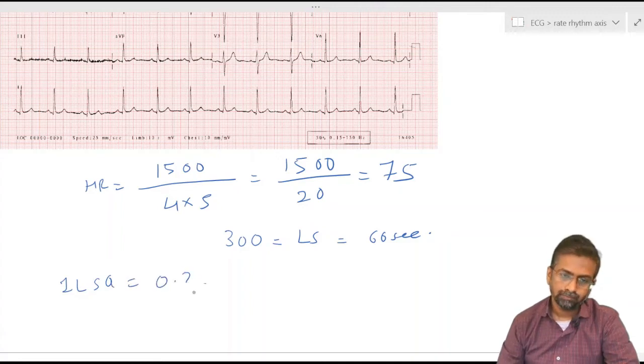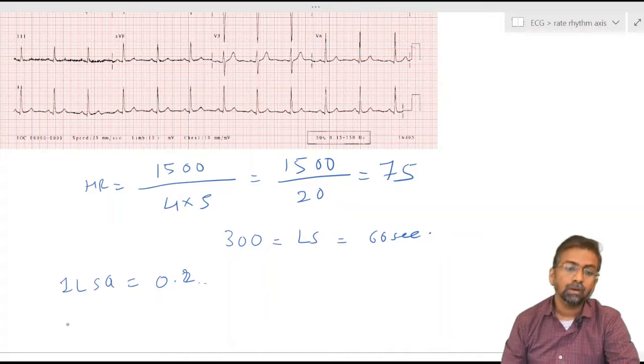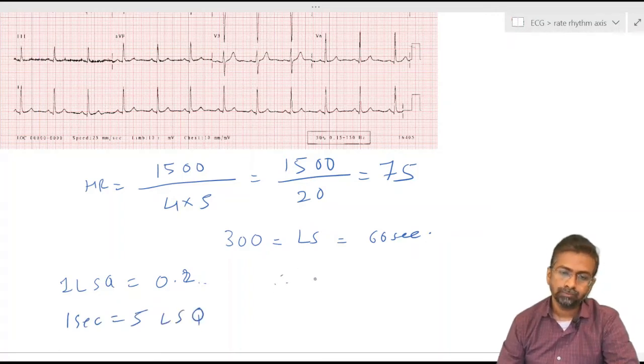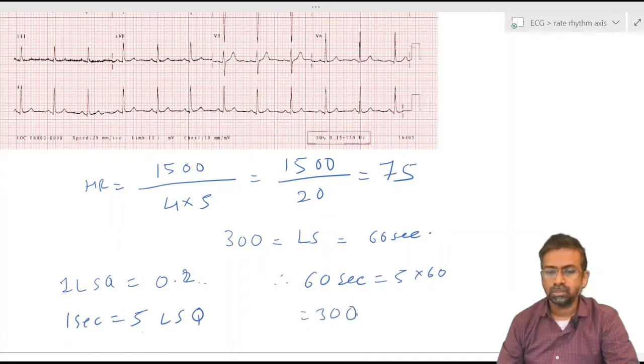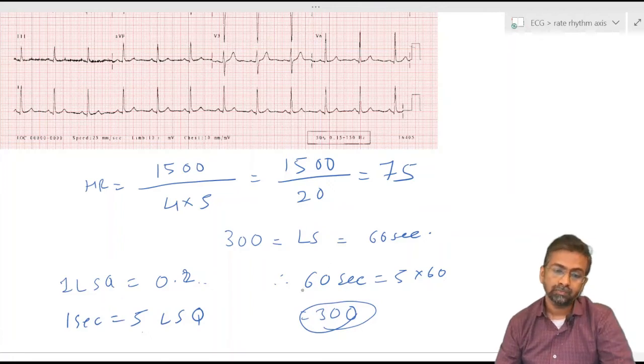So that's why 1 second is equal to 5 large squares, and therefore 60 seconds is 5 into 60, which will be equal to 300. So this 300 basically means we are calculating heart rate in 1 minute, or in 60 seconds. That's why this 300 represents 1 minute.